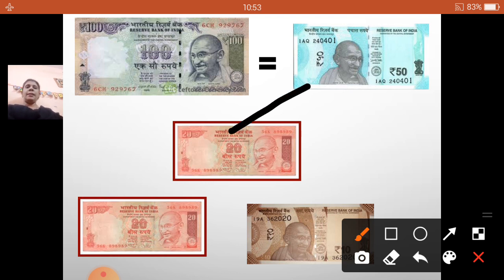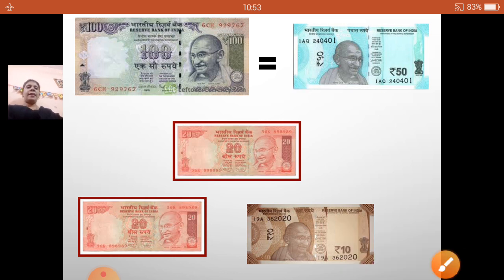50 plus 20 is how much, children? Count and tell me. Yes, 70. 70 plus this 20 will be how much? 90 rupees. 90 plus this 10? 100. Correct. So 50 rupee note, 20 rupee note, 20 rupee note and 10 rupee note will make rupees 100.